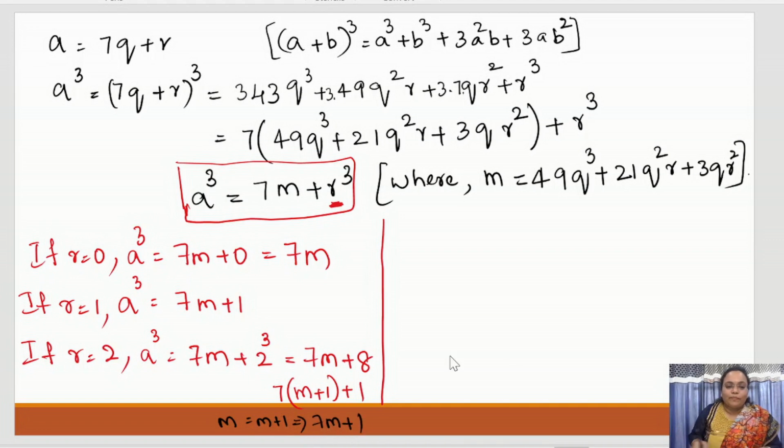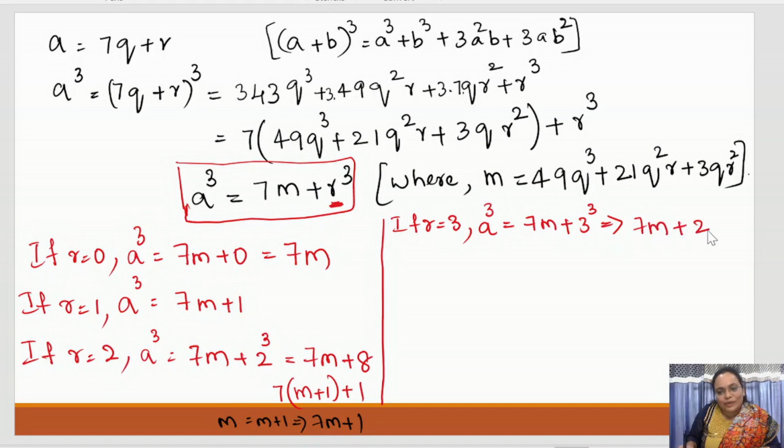Now we will take if r is equal to 3. If r is equal to 3, a cube will be 7m plus 3 cube. So this will be 7m plus 27. Now see here, 7m plus 27 can be written as 7m plus 21 plus 6, as 21 plus 6 is 27 only.